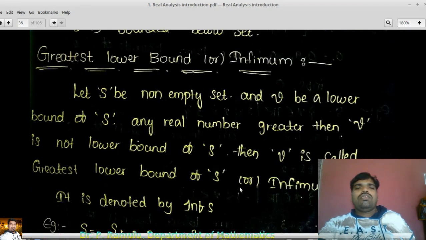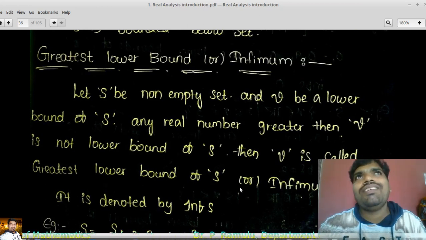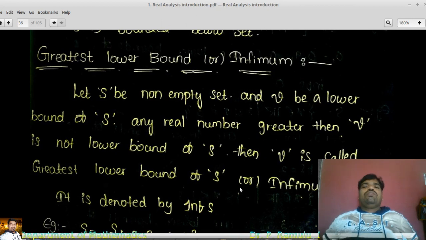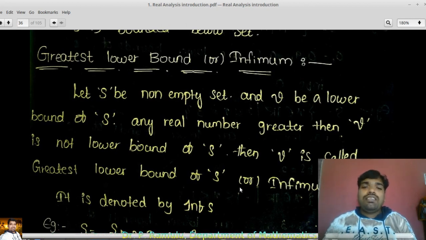Next, the greatest lower bound, or infimum. Just now we discussed the supremum, so here we are going to discuss the infimum. Let S be a non-empty set.